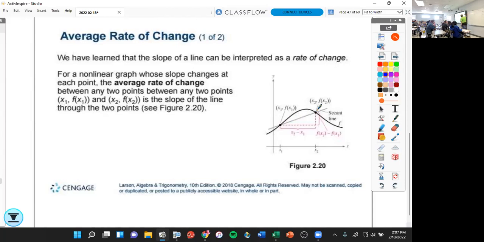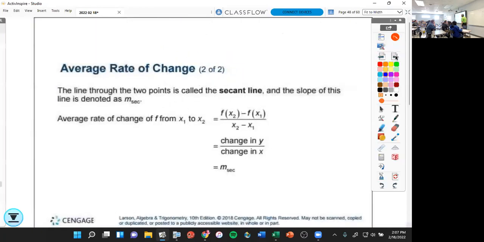So here's their slope formula. But isn't f of x sub 2 just y2? And isn't f of x1 just y1? Over x1, but you've got to keep them together. I don't care if you use the f's or the y's, whatever you're comfortable with.